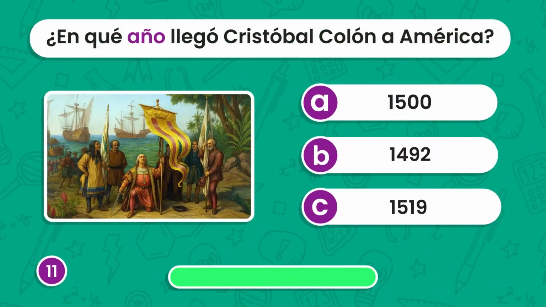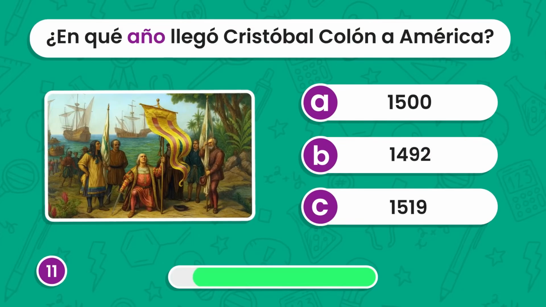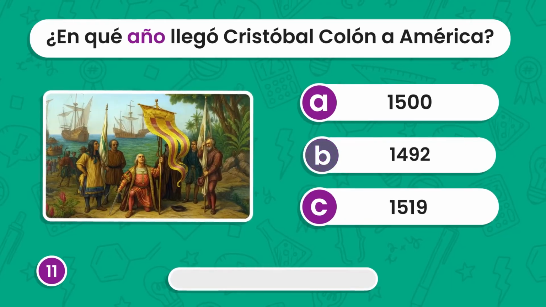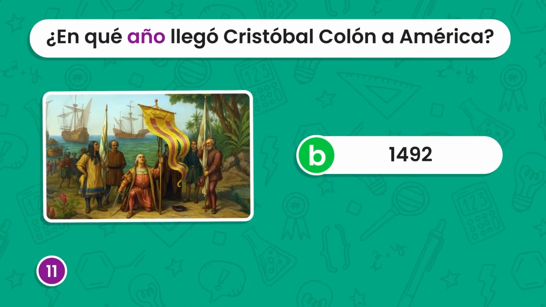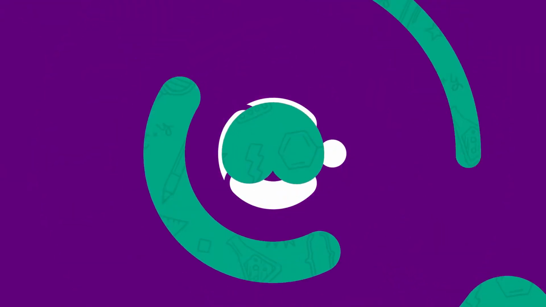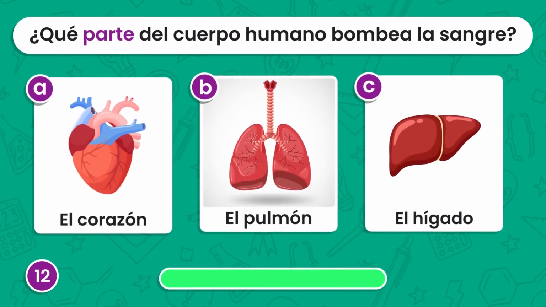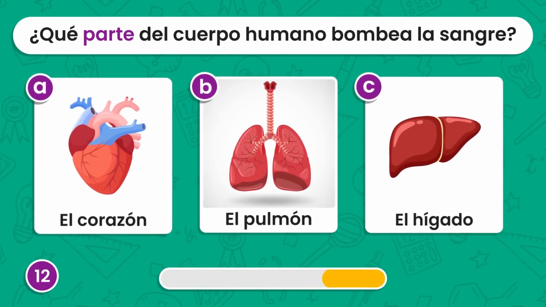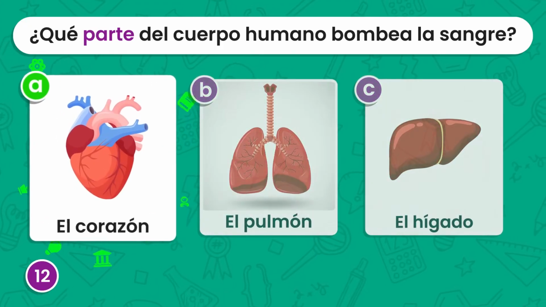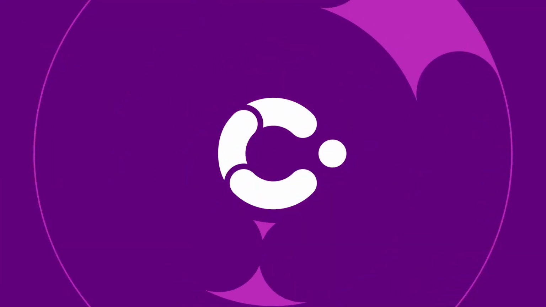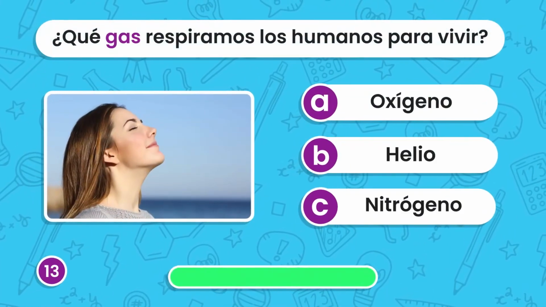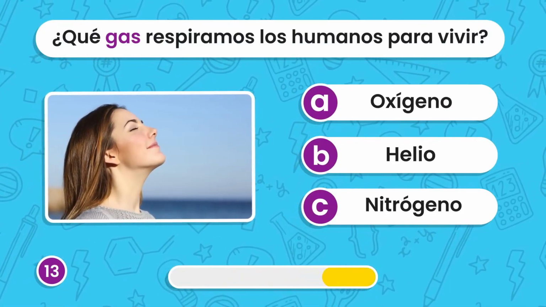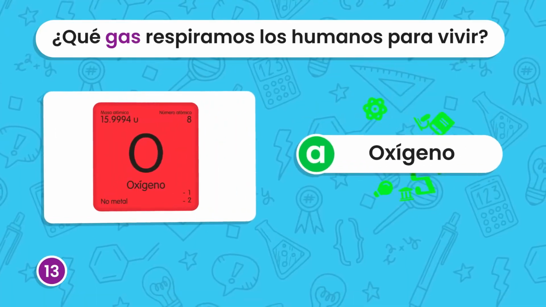In what year did Christopher Columbus arrive in America? In 1492. Which part of the human body pumps blood? The heart. Which gas do humans breathe to live? Oxygen.